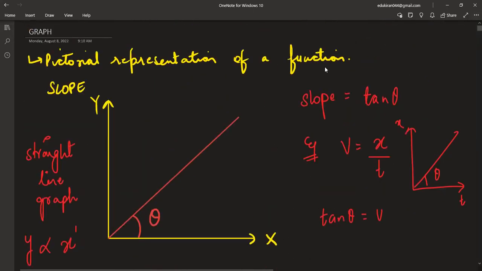Note down this. One or two things I want to discuss apart from this. Note it down first.